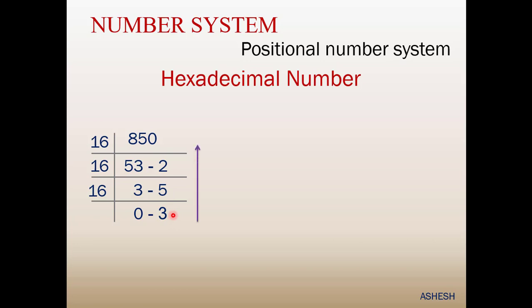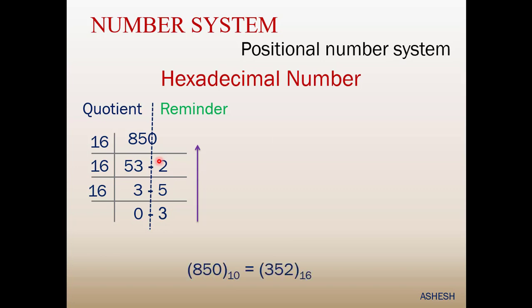We have to count from bottom to top. Now our quotients are 0, 3, 53 and remainders 3, 5, 2. We'll read our remainders 3, 5, 2. So our answer is: the decimal number 850 equals the hexadecimal number 352.